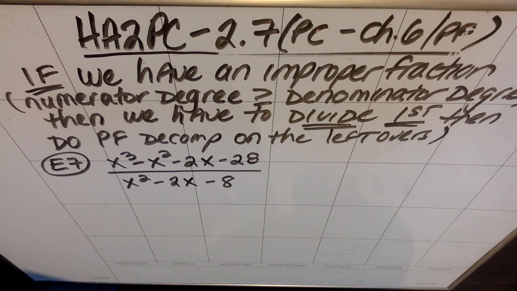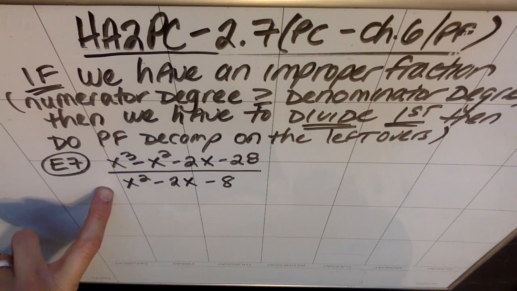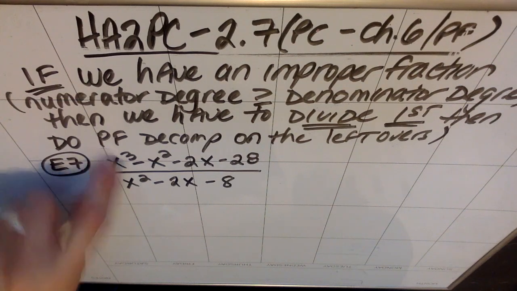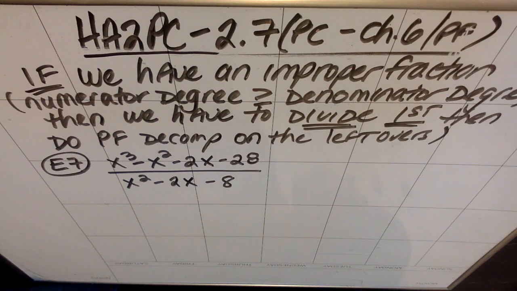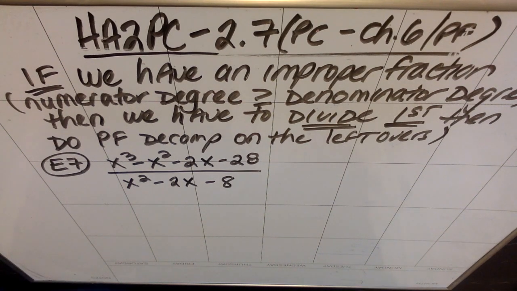So here I have x cubed minus x squared minus 2x minus 28 all on top of an x squared minus 2x minus 8. Well, the thing is that this degree is higher than this degree, and if this degree is greater than or equal to this degree, so if this had been a 2 or higher, I would have to divide before I can do anything else. So that's what we're going to do.